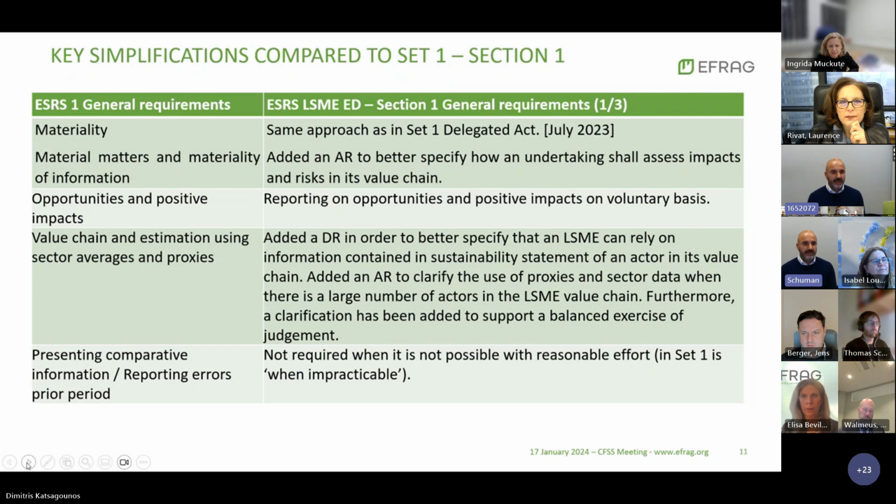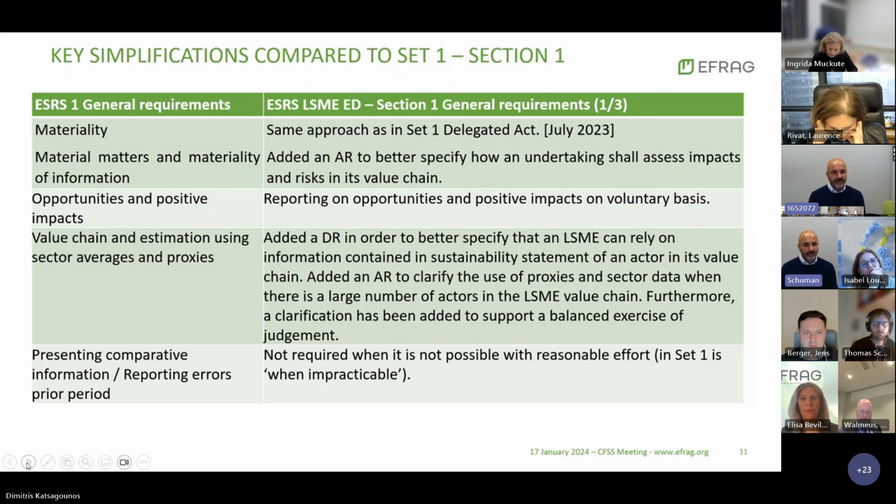For the value chain and estimating using sector averages and proxies, we added an AR in order to better specify that an LSME can rely on information contained in the sustainability statement of actors in its value chain. And we added also another application requirement to clarify the use of proxies and sector data when there is a large number of actors in the value chain.